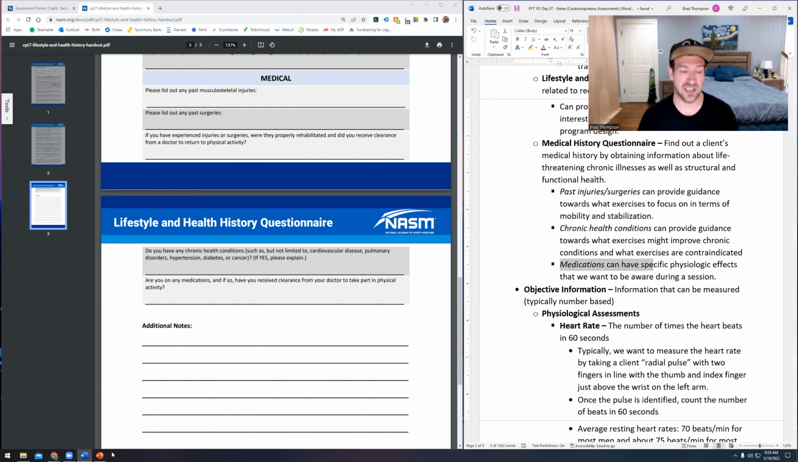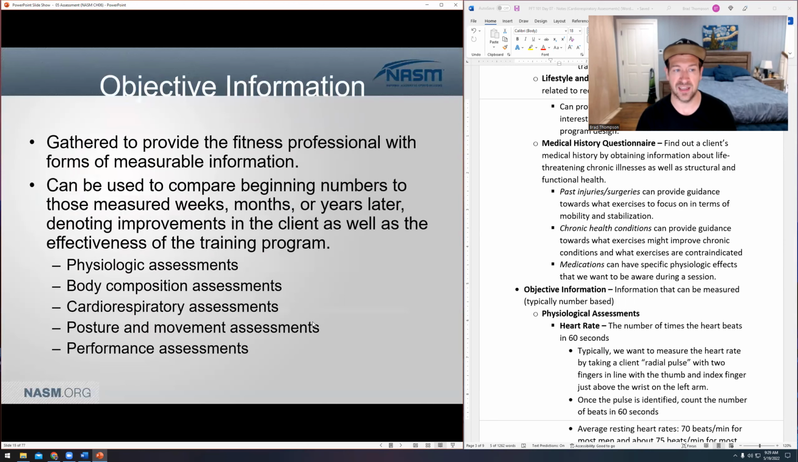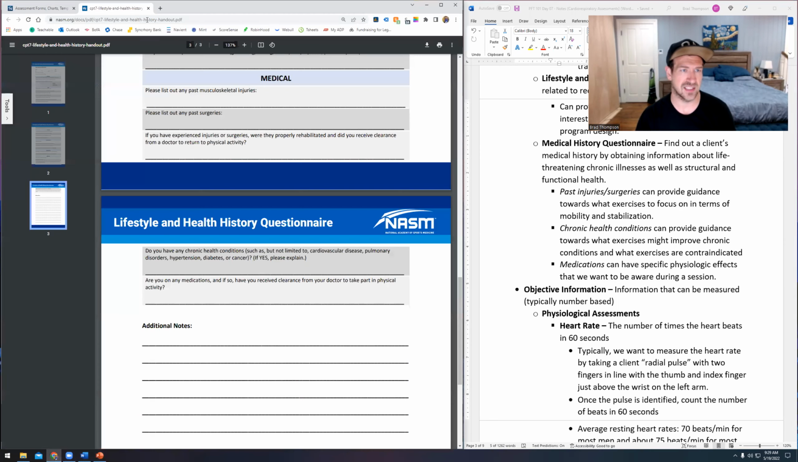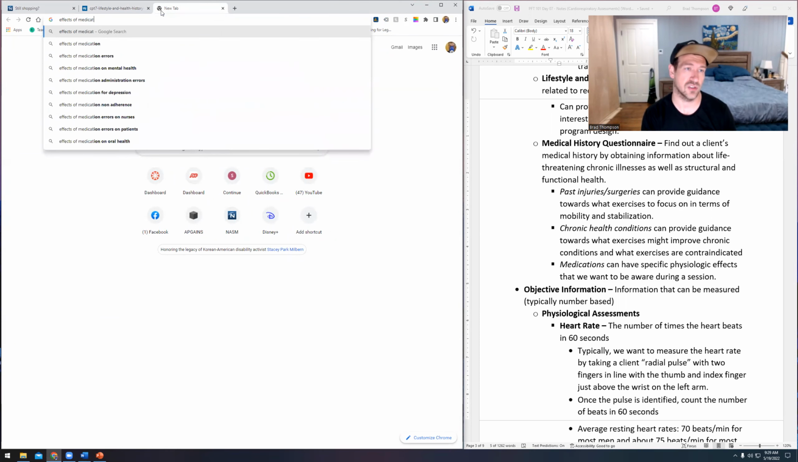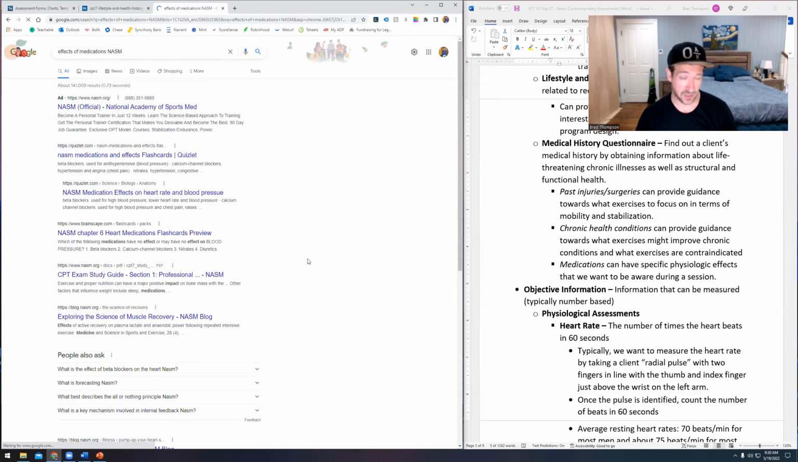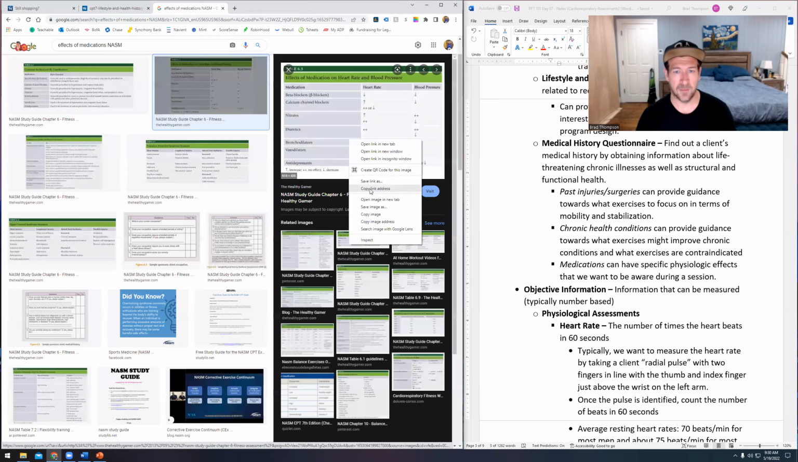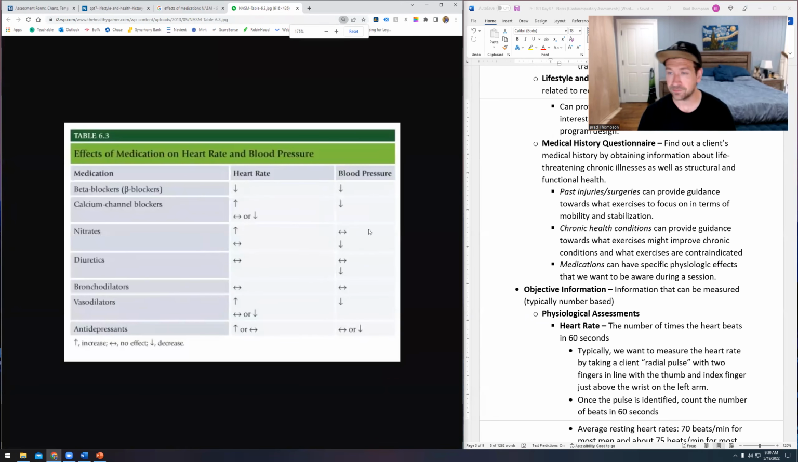And obviously medications can have different effects on our client as well, right? So if we actually look, this is a table found in your textbook, effects of medications. You'll find this little table in your book that looks like this. If your client's on a beta blocker, it lowers heart rate and blood pressure. That's usually prescribed for clients who have had various types of heart attacks. But calcium channel blockers can actually raise the heart rate while still lowering the blood pressure. So maybe they have a heart that's very weak and needs to contract more often, but they also have blood pressure problems, then their doctor's probably going to prescribe this one instead.